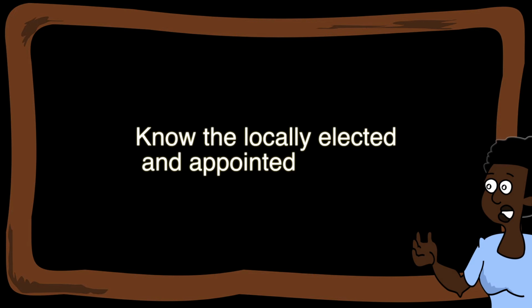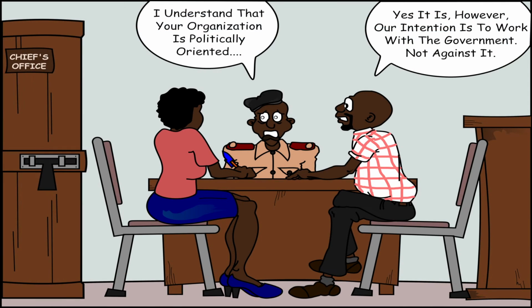Know the locally elected and appointed officials. Find out who the local government officials are and introduce yourself and your organization to them. Additionally, non-governmental organizations or organizations involved in politics may need to persuade government officials that their intent is to work with them rather than against them.